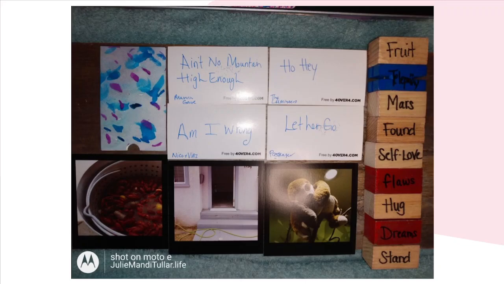So I'm going to look at the words now on the right. We've got fruit, telepathy, Mars, found, self-love, flaws, hug, dreams, and stand. I just went through them fast because I'm just going to start the reading.